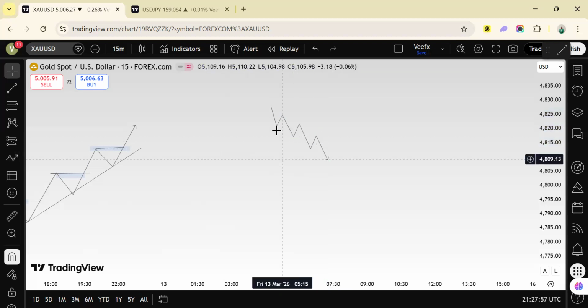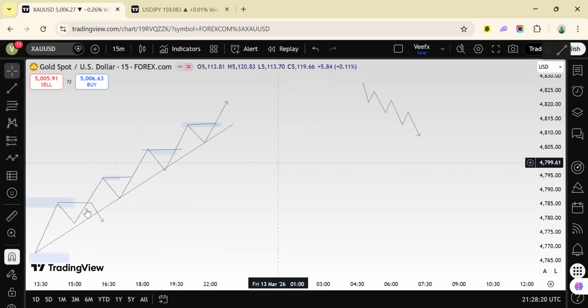Now, why is this low called a lower low? A lower high. Wait, first of all, this is your higher low. This is your lower low. This is your higher low. This is your lower low. So a downtrend consists of lower lows and lower highs.